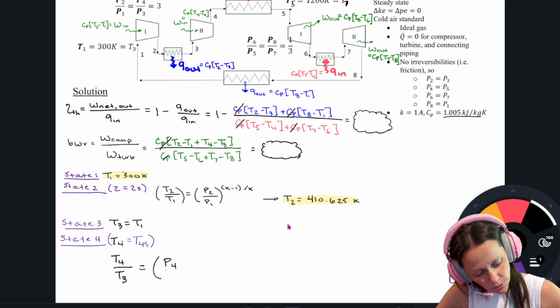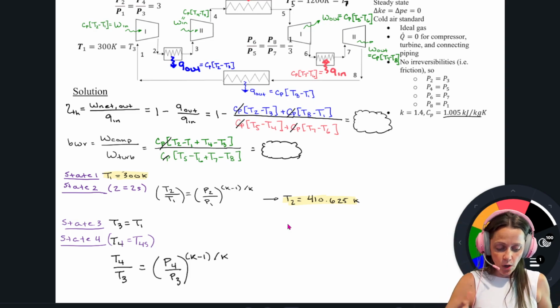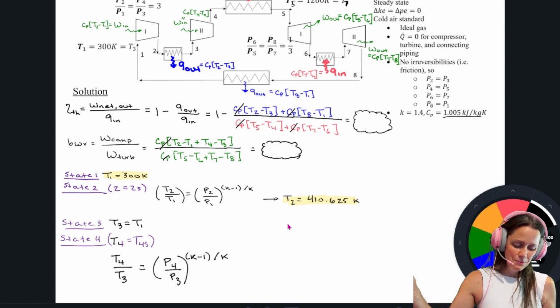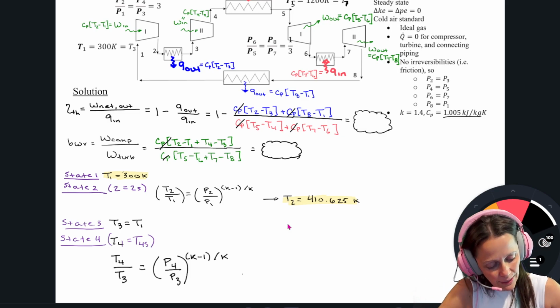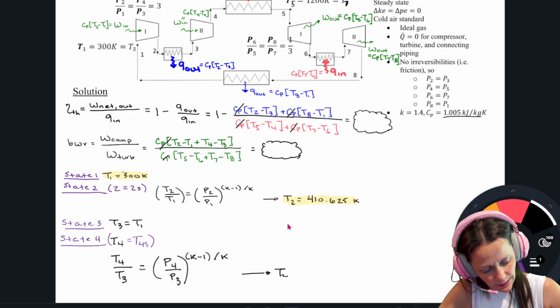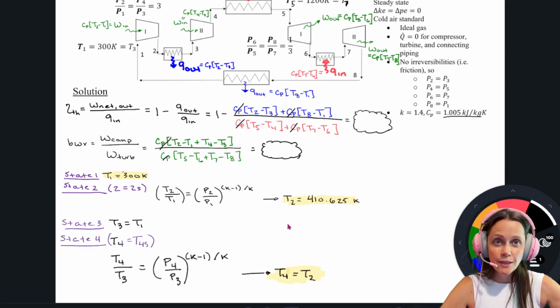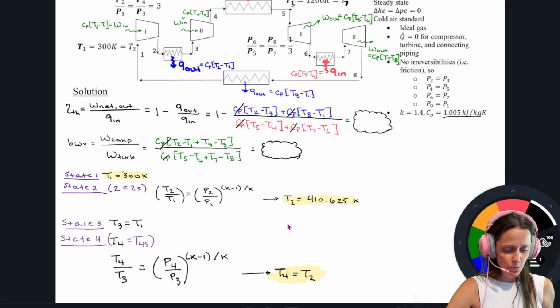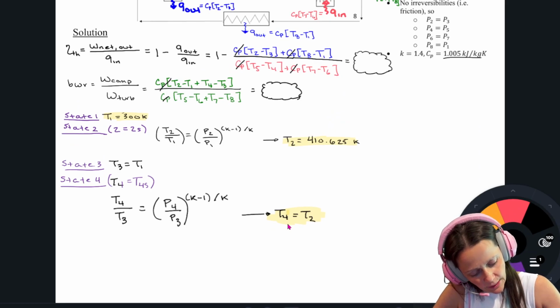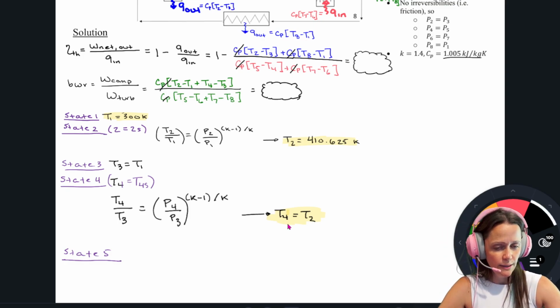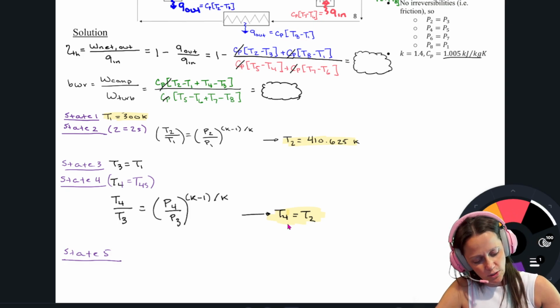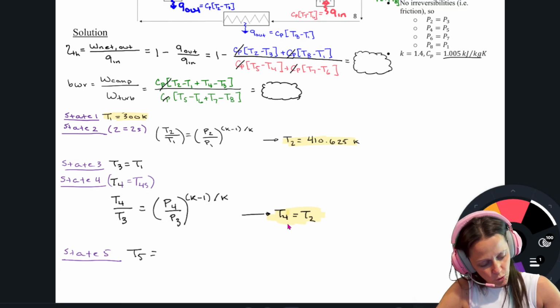And then I am also given the pressure ratio across that second compressor. It's also 3. So if you look at those numbers that we're plugging in, it ends up being, of course, the same as T2. Same inlet conditions, same operating conditions. So no big shock there. And then I've got state 5, which I know. I think that's given to me. Yes, it's given to me. T5 ends up being 1200.